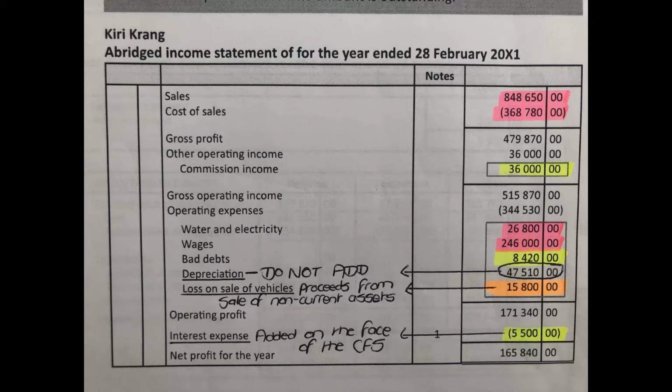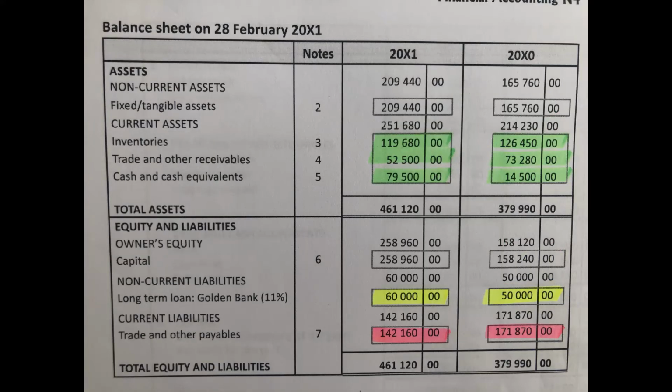There was bad debts of 8,420, which we're going to deduct. And then we're going to add trade and other receivables at the beginning of the year, which was 73,280, and we deduct trade and other receivables at the end of the year, which was 52,500.